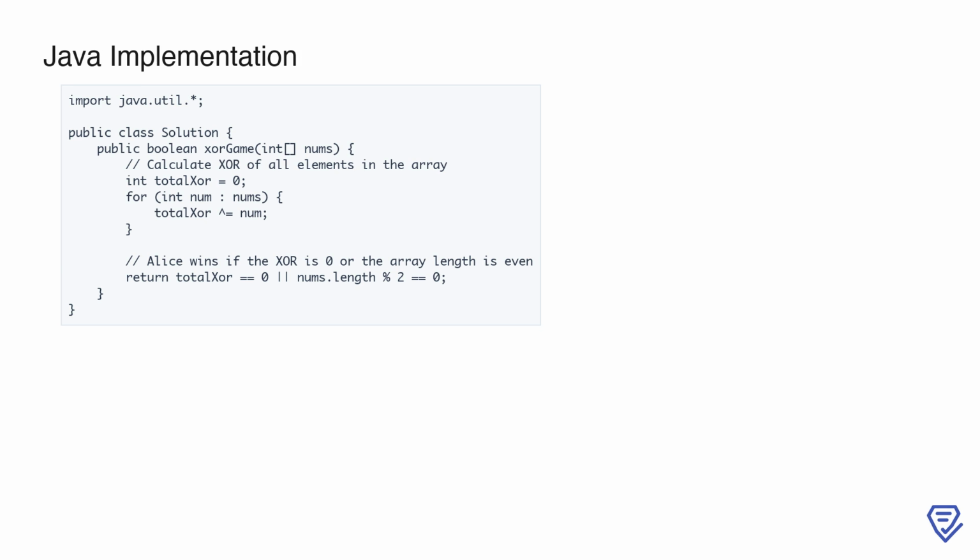This is the Java implementation for LeetCode problem number 810, Chalkboard XOR game. The logic mirrors the Python solution, where we calculate the XOR of all elements in the input array and determine the result based on the XOR value and array length. Key differences include Java's use of type declarations and enhanced for loops for iterating arrays.